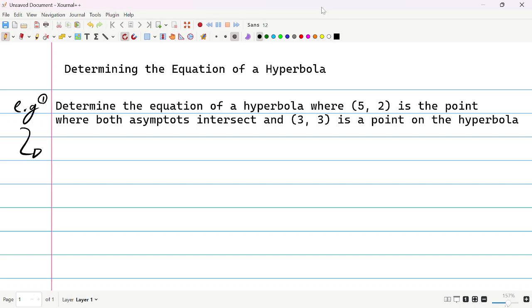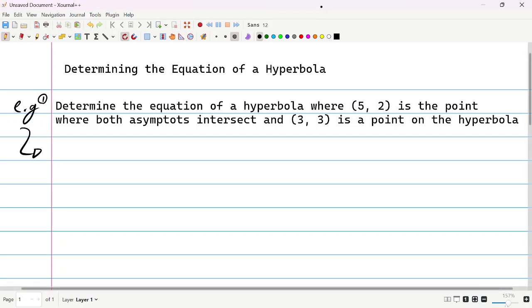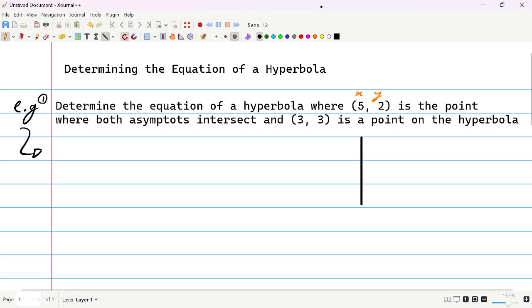So let's answer the question. What are we given? We are given the point where the two asymptotes intersect. What is that? Where we have x, y, we have 5 and 2. How do we visualize that? Well, when you want to visualize that, what you are going to end up looking at is something like this.